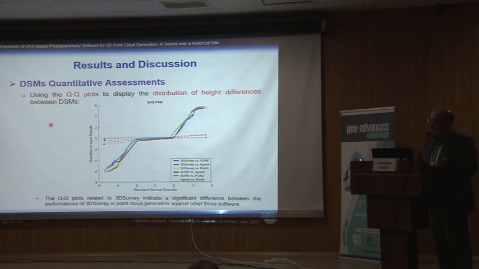This is another one, the QQ plot. QQ plots indicate that as long as this part of the plot is close to horizontal orientation, it means that the compared DSMs are very close to each other. You see here that the blue corresponds to AgiSoft and Pix4D. That means AgiSoft and Pix4D are very close to each other. And the red is 3D survey and AgiSoft, which is at the end. That means it has more inclination. Therefore, these are much more deviated from each other.